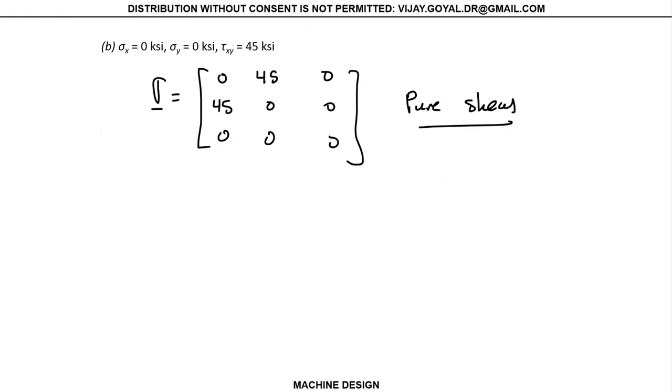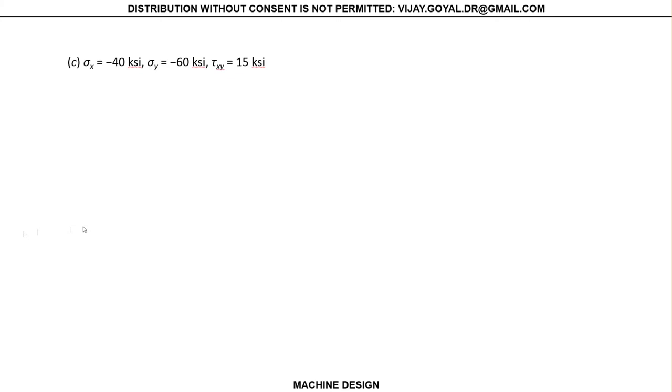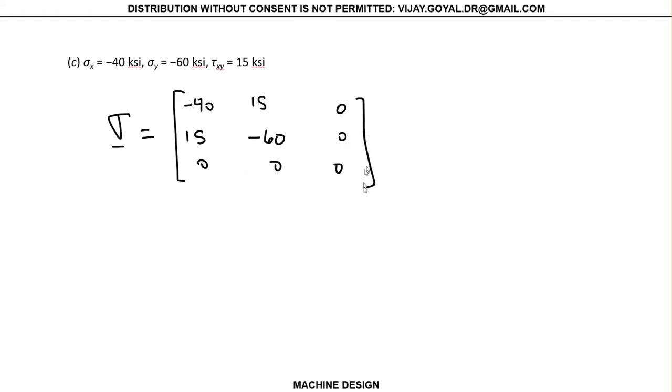The next question that is asked is, what happens with this case? In this particular case, your stress state is equal to minus 40, 15, because it is symmetric, minus 60, 0, 0, 0, 0, 0. Note that this is a state of plane stress, because I have one plane that has all zero stresses. So this is actually confined to the XY plane.